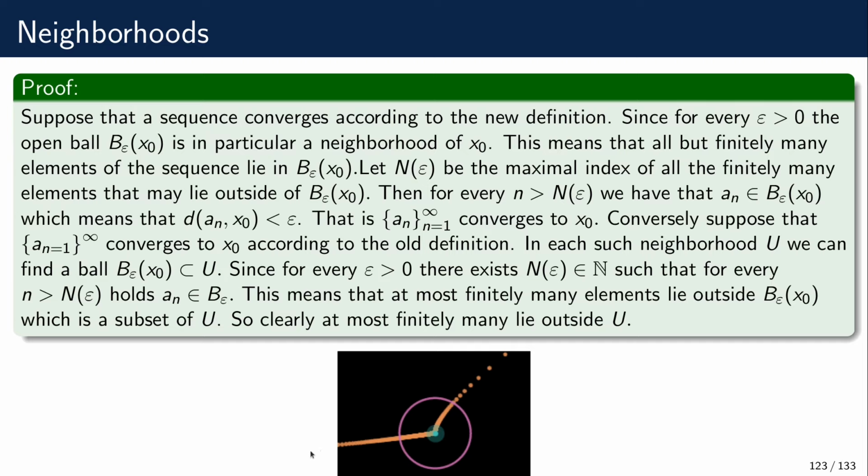If we were to visualize this, for example, for a sequence of points in the plane, where we have a way of measuring distance, and we were to draw this ball of radius epsilon, then similarly to what we have seen in the visualization, only finitely many elements will lie outside of this ball, and the rest will be inside.